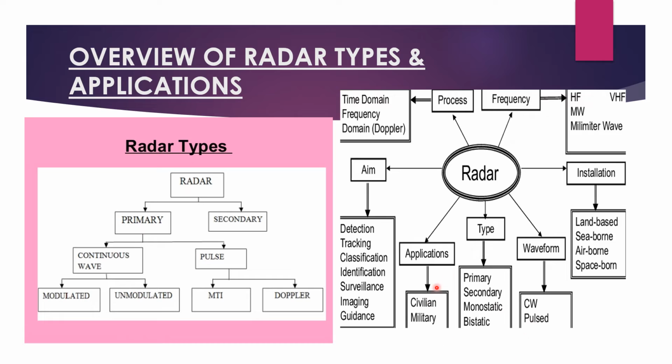So these are the types of radars. The waveforms transmitted by the radars are continuous wave and pulse. Installation of the radar can be done in four types: either land-based, seaborne radar, which is installed in a ship, airborne, which is present in an aircraft, and spaceborne. So these are the four types of installation of the radar.